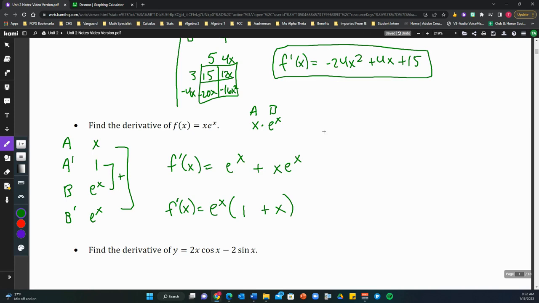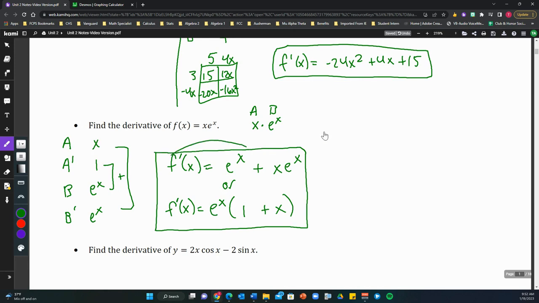So both of these are acceptable forms of this derivative. It's just a matter of what's your preference or what are the directions asking you to do. So which one would be better suited for different situations. But if all they asked you to do was find the derivative, most of the time I would probably just leave it like this guy. There's no extra factor or extra like terms in there that need to be combined or anything like that.